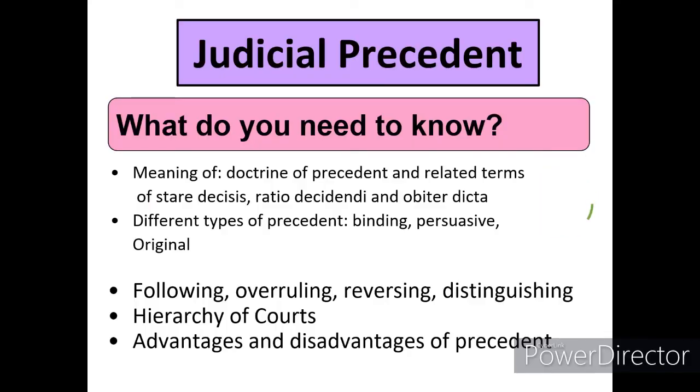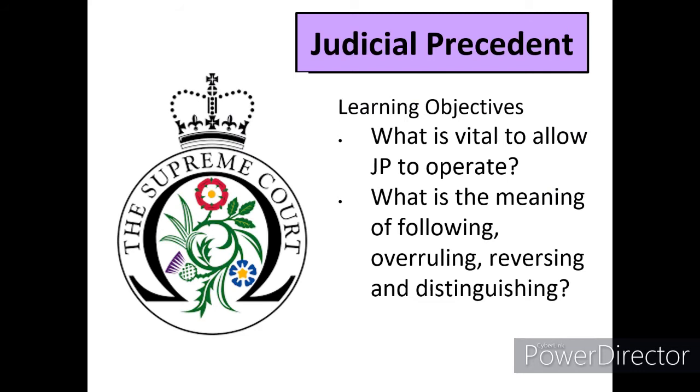This is our second lesson on judicial precedent. In our first session, we looked at the meaning of judicial precedent and the terms stare decisis, ratio decidendi and obiter dicta, and the different types of precedent. In this lesson, we're going to be answering two questions. What is needed to allow judicial precedent to operate effectively? And what is the meaning of following, overruling, reversing and distinguishing?